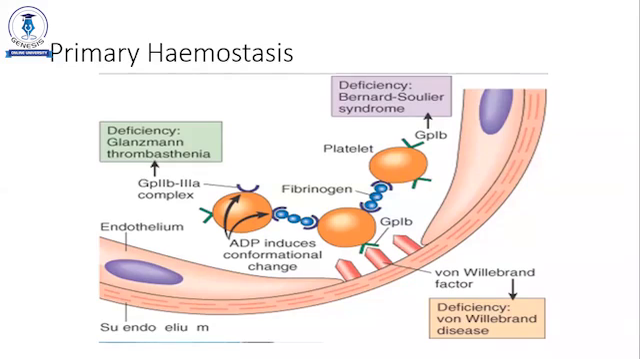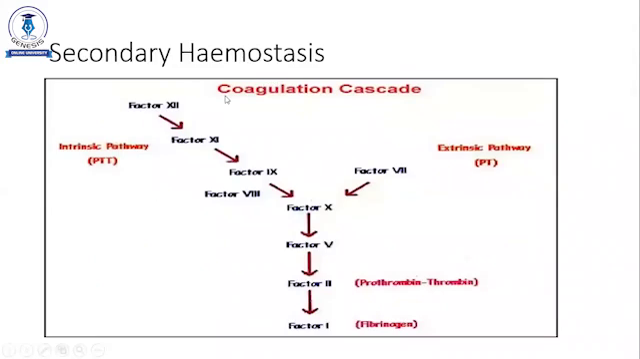This is called secondary hemostasis, or the coagulation pathway. Here, there are two pathways. One is the extrinsic pathway, another is the intrinsic pathway. First, we start with the extrinsic pathway. If there is any burn or tissue trauma, then a substance called tissue factor is released. The tissue factor causes activation of factor 7.